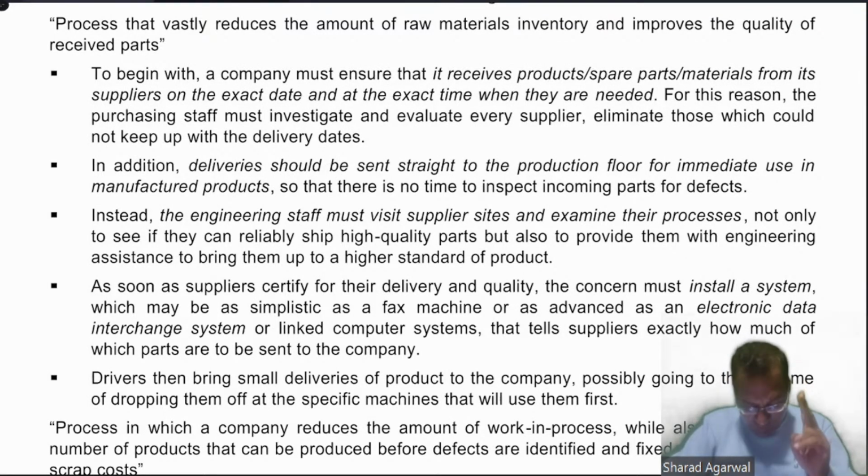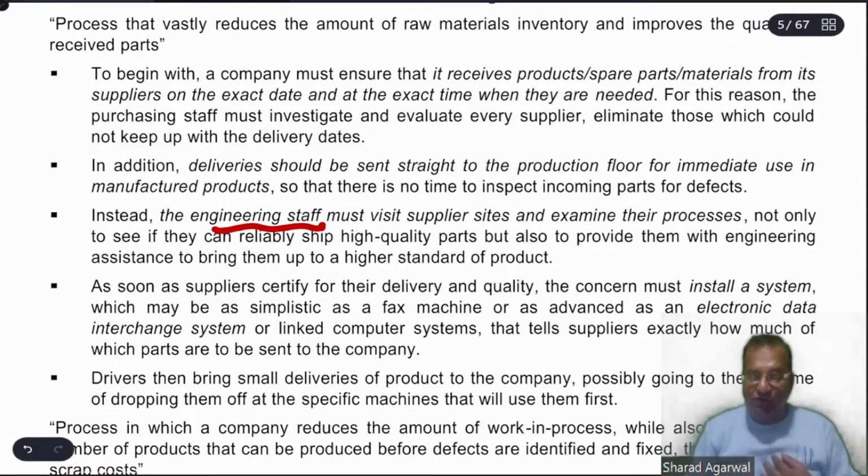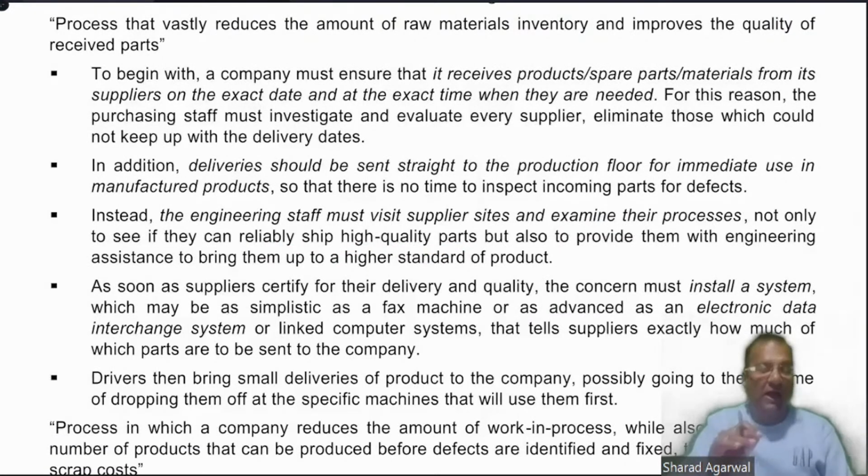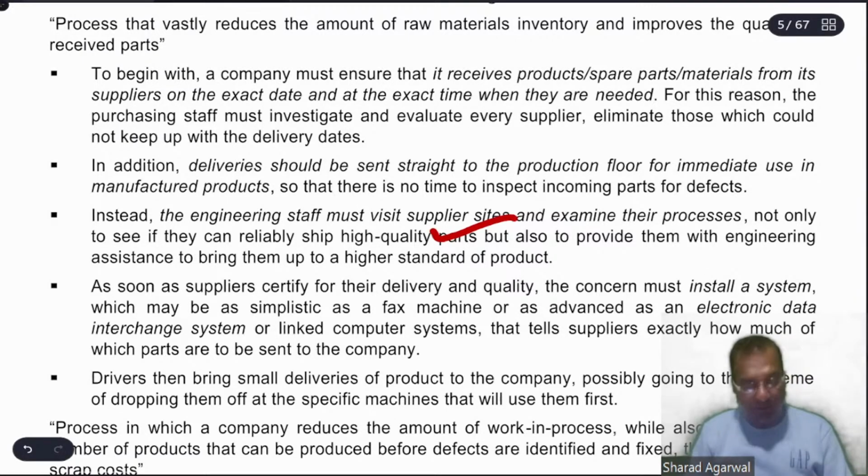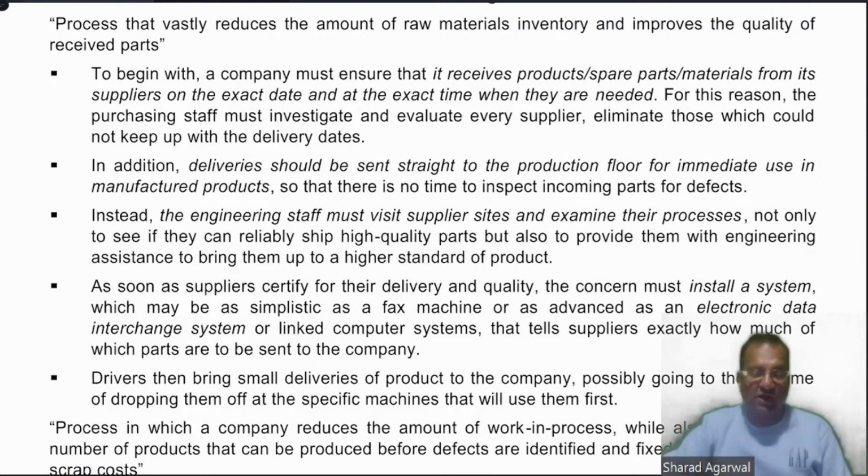फर्स्ट पॉइंट. सेकेंड पॉइंट, our engineering staff will visit the supplier site and examine their process so that we can confirm ourselves that yes, these are the supplier which can supply us the goods on our terms and conditions and they are reliable one. So our engineering staff will visit the supplier site and examine their complete process to satisfy ourselves that yes, these are the supplier whom we can rely on for the delivery schedule and the delivery quality. Okay.